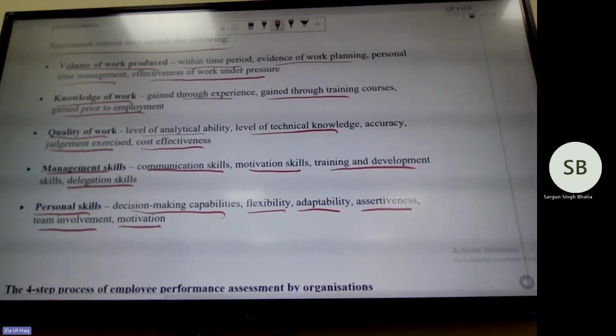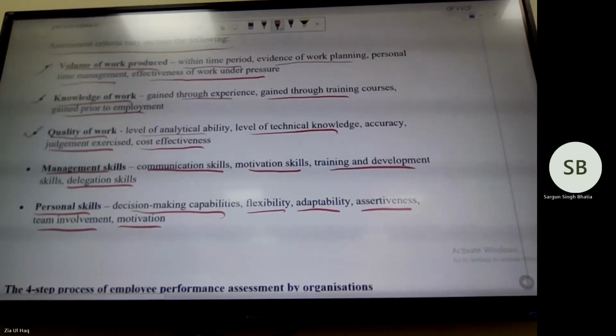the team or not. So when assessing performance, what management needs to check: volume of work produced, knowledge of the work in employees, quality of the work produced. For managers, checking management skills and personal skills.